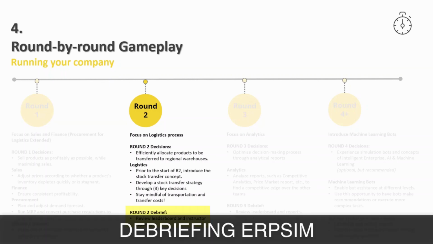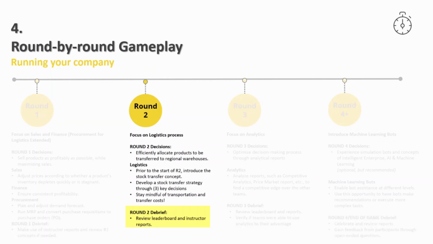Round 2 debrief. As you reach the end of round 2, announce and celebrate the ranking. If for some reason the team has fallen behind during the second round, do not hesitate to look at the ranking based on cumulative profit as well as based on current round profit. While reviewing the end of round results report with participants, compare shipping costs, in other words transfer costs, between teams, as this will highlight the different tactics they have implemented.